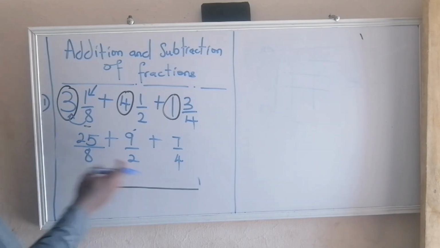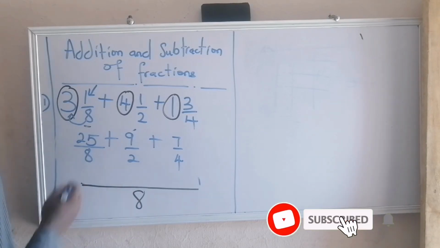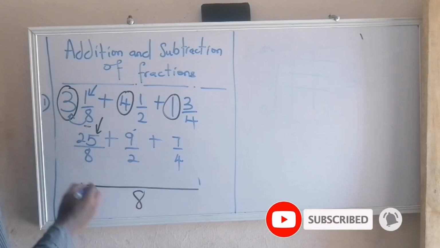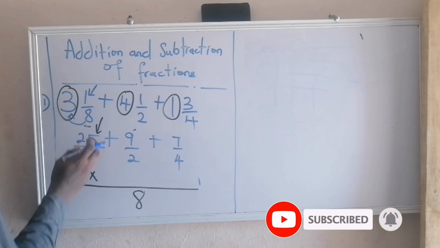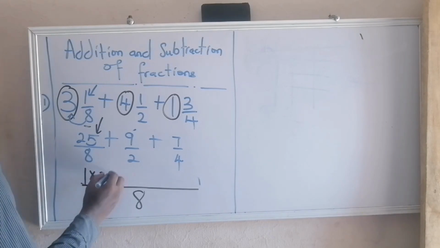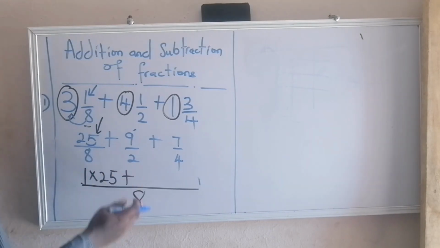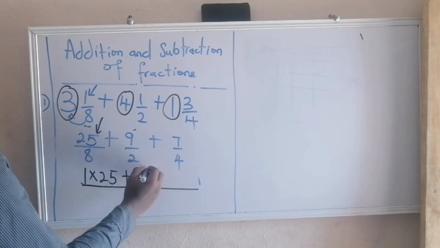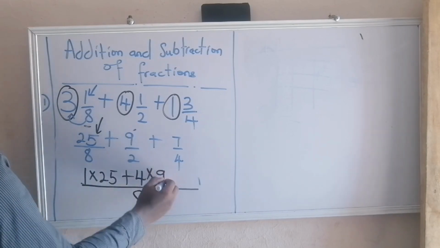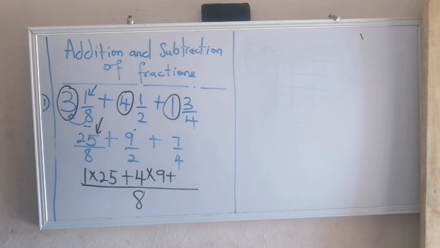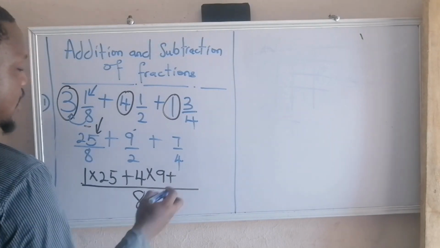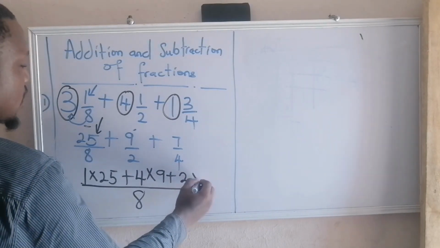So the LCM of 8, 2, and 4 is 8. So you write 8 here. We are starting with this now. How many 8 can you see in 8? 1. Then you multiply your numerator, which is 25, plus 2 in 8, that will be 4. Then you have 4 times the numerator, which is 9, plus how many 4 can you see in 8? That will be 2 times 7.